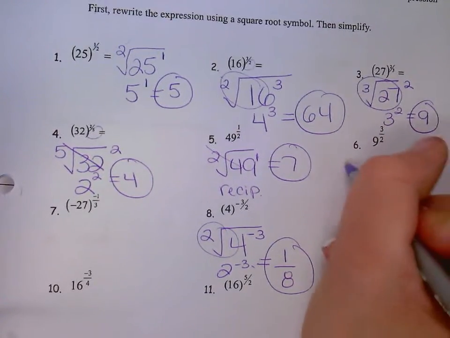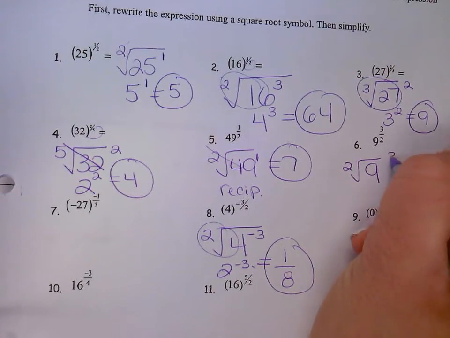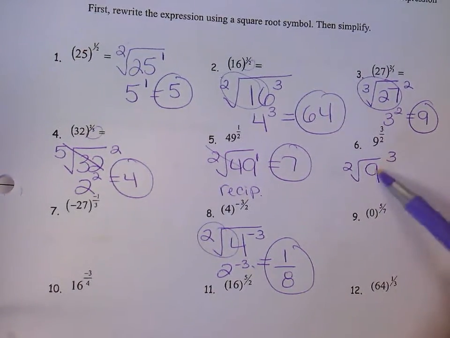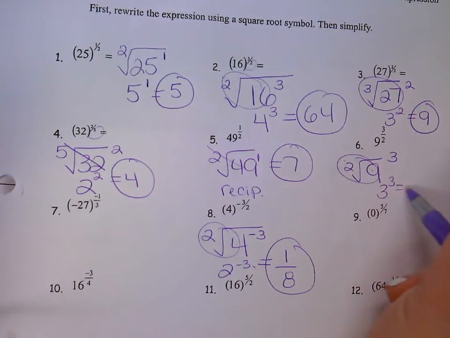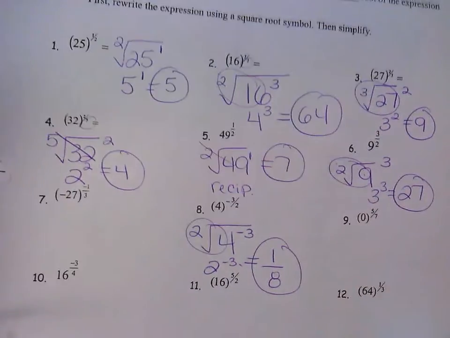Number 6, it's the square root of 9, and then you're cubing it. And I don't know 9 cubed, so I'm going to do the square root of 9 first. That makes sense, right? Square root of 9 is 3, and then 3 cubed should be 27.